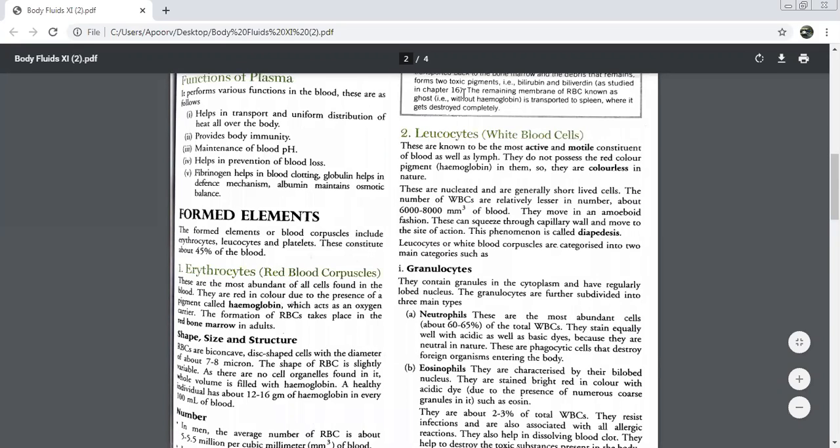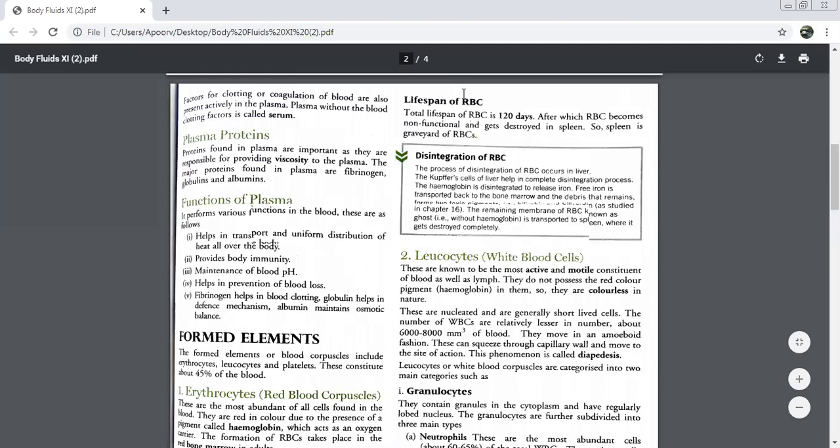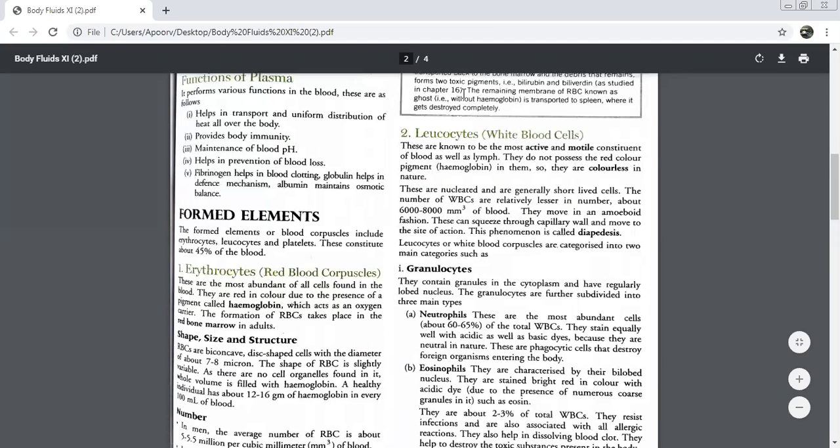How many RBCs per cubic millimeter of blood in men? No. 5 to 5.5 million. Yes. So this is all about RBCs. Very quickly, we'll be doing WBCs, and then I'll take a short test today based on the function of hormones.